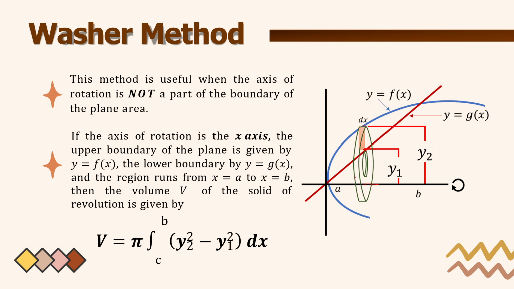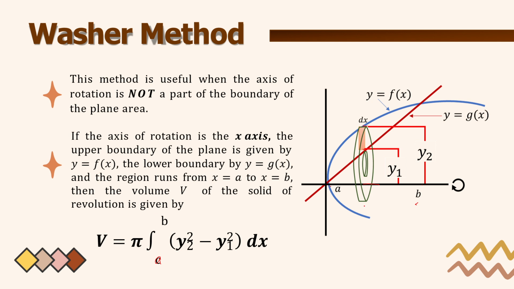If the axis of rotation is the x-axis, the upper boundary of the plane is given by y equals f of x, the lower boundary by y equals g of x, and the region runs from A to B. So the volume of the solid of revolution is given by V equals pi times the integral of y squared sub 2 minus y squared sub 1 dx, from A to B.